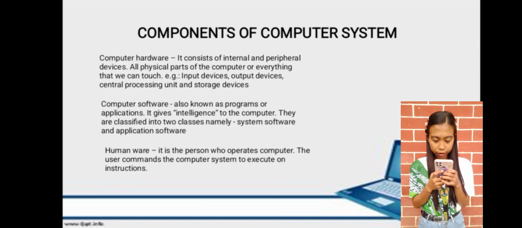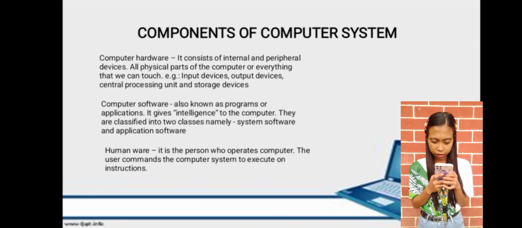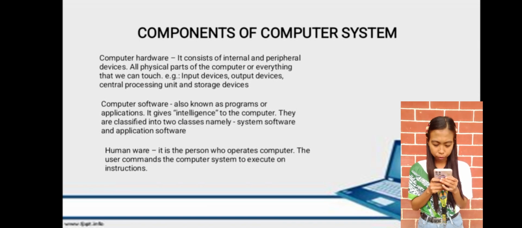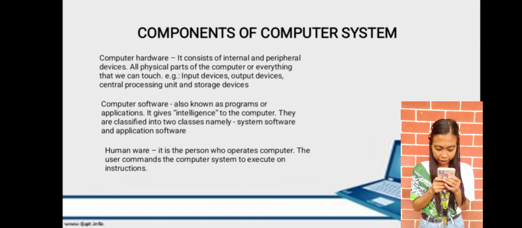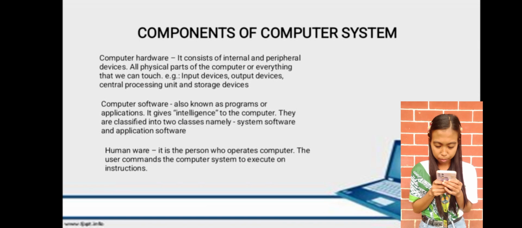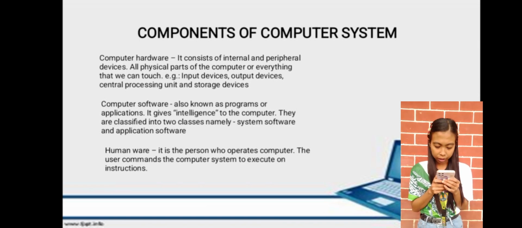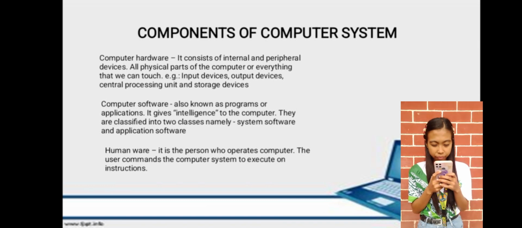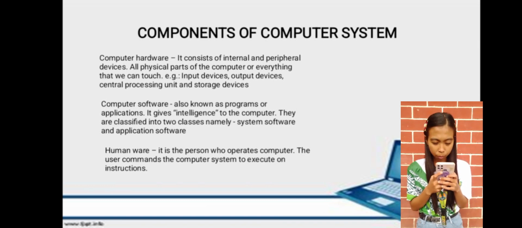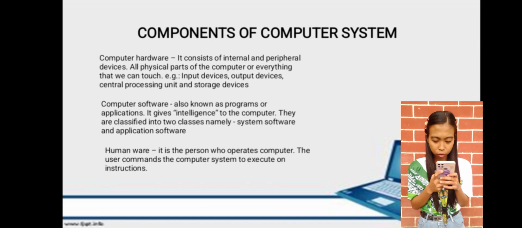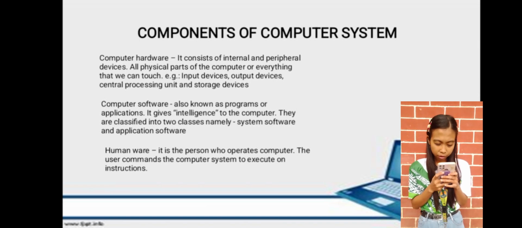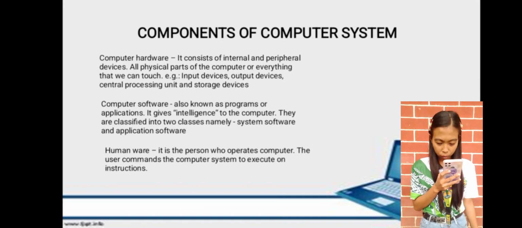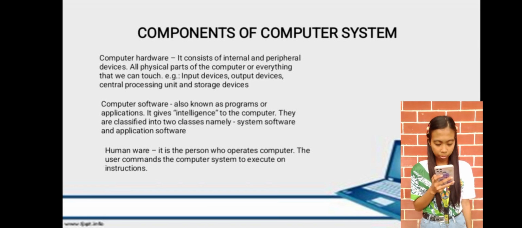Next, computer software, also known as programs or applications. It gives intelligence to the computer. They are classified into two classes, namely system software and application software. Next, humanware. It is the person who operates the computer. The user commands the computer system to execute instructions.